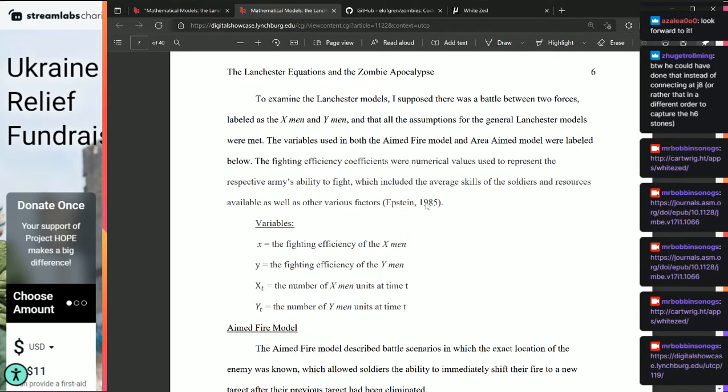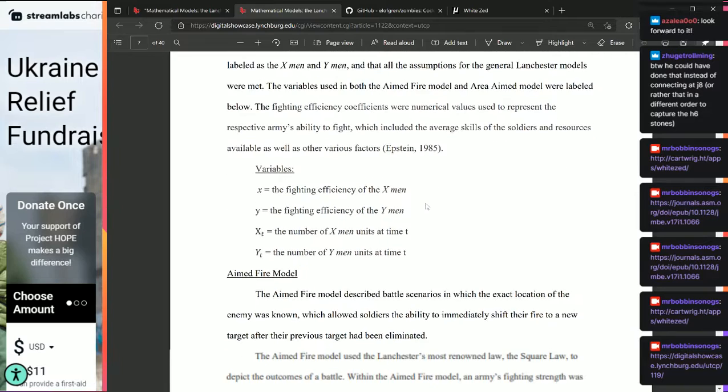To examine the Lanchester models, I suppose there was a battle between two forces, labeled as the X-Men and the Y-Men, and that all the assumptions for the general Lanchester model were met. The variables used in both the aimed fire model and the area aimed model were labeled below. The fighting efficiency coefficients were numerical values used to represent the respective army's ability to fight, which included the average skills of the soldiers and resources available to them, as well as other factors.